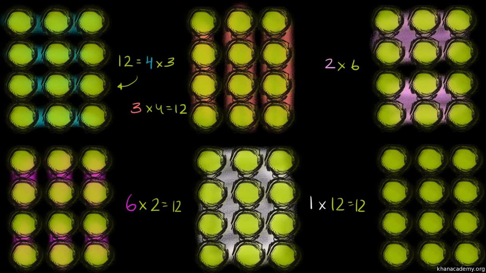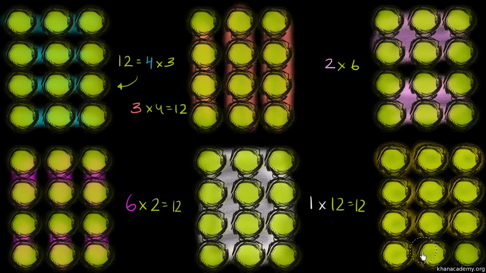We could view this as 12 groups of 1. Let me draw that. So 12 groups of 1. This is one group of 1, 2 groups of 1, 3, 4, 5, 6, 7, 8, 9, 10, 11, and 12. 12 groups of 1. So we could also write 12 groups, and in each one I have 1. Well, that's still going to get me to 12.